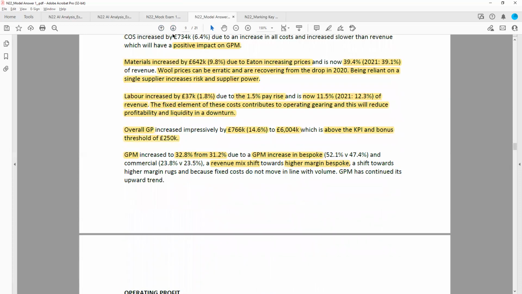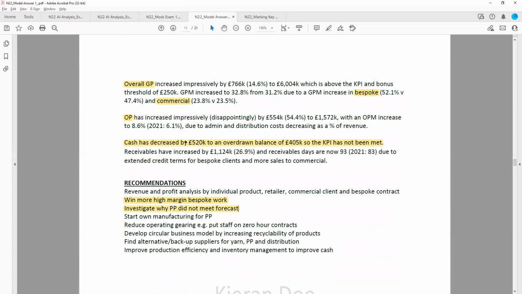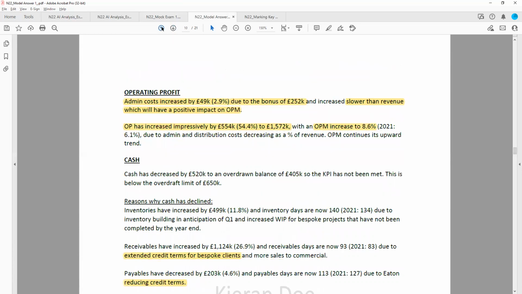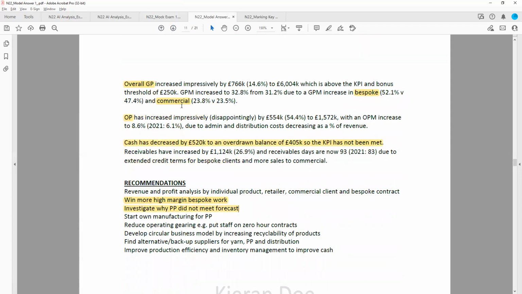We know the supplier, of course, increased prices. We've already said find alternative suppliers. We've already got that one, so I probably wouldn't have that in there again. But we know that labour costs have gone up. And that was adding to operating gearing. So could maybe reduce operating gearing, if, for example, put staff on 0-hour contracts.